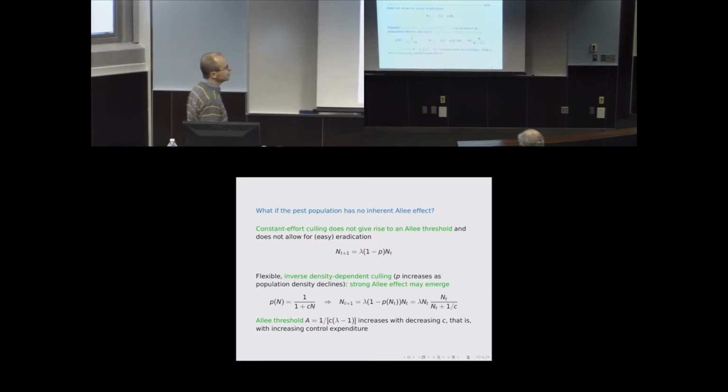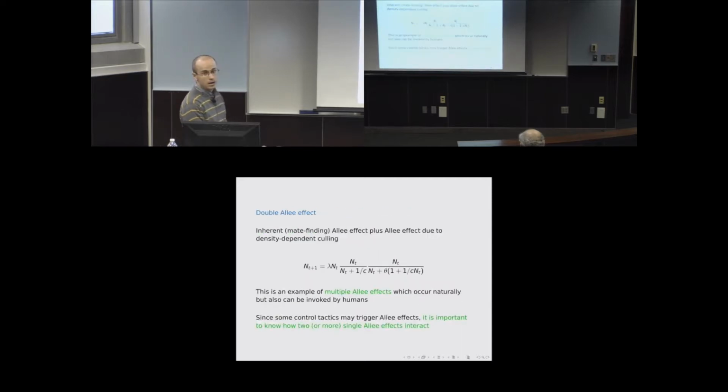So one possibility is to use some inverse density dependent culling, in the sense that the efficiency of culling increases as the population size decreases. Then, applying for example this function to this equation, you get new population dynamics which is essentially the same as if there was an inherent Allee effect. So you essentially create an Allee effect and an Allee threshold just by applying the proper type of population control.